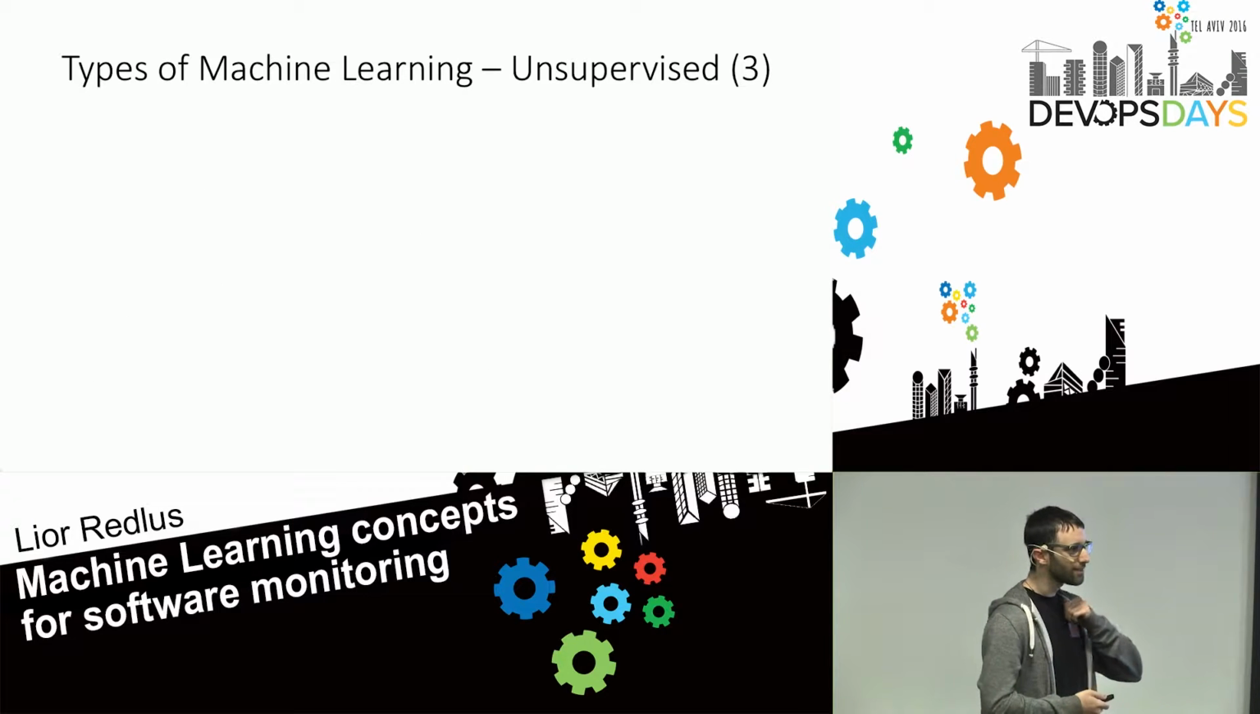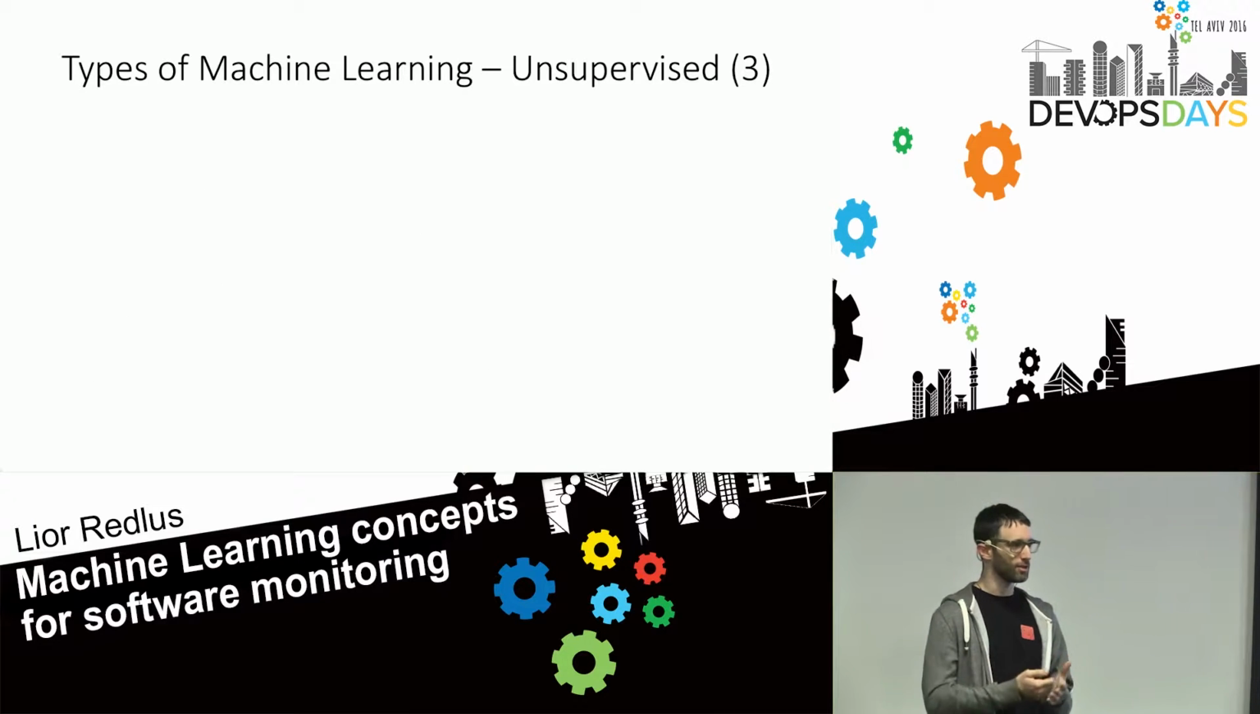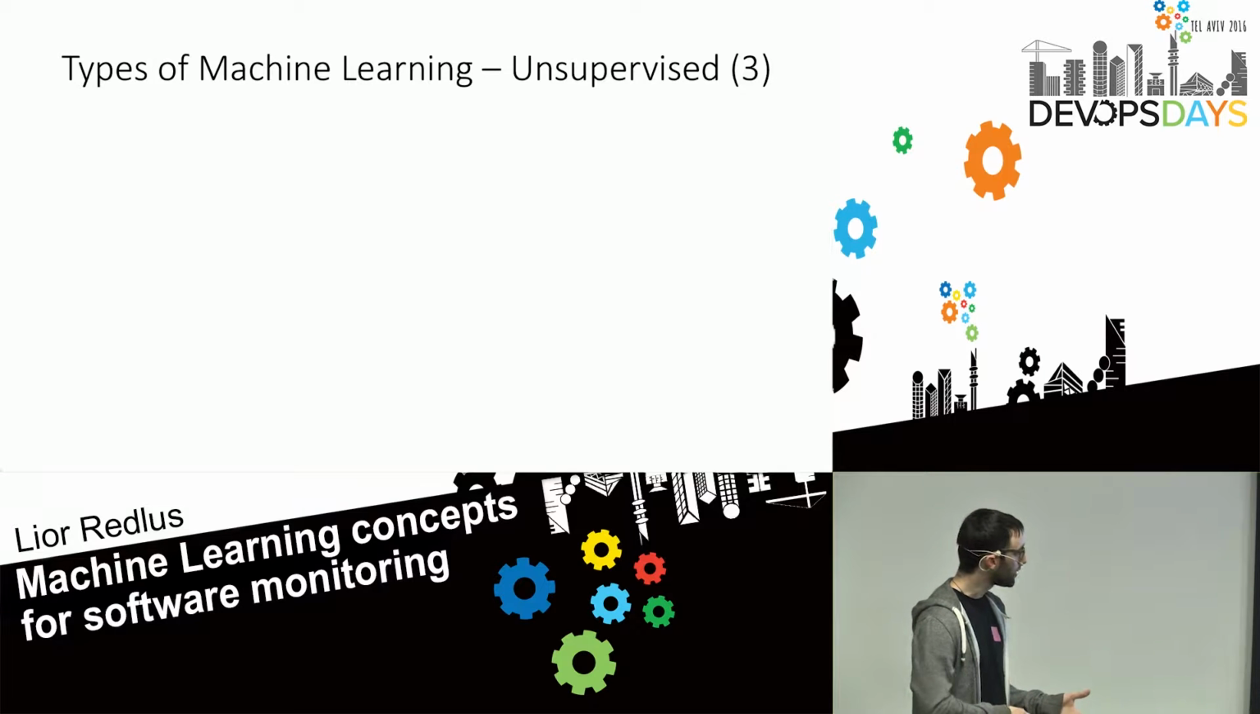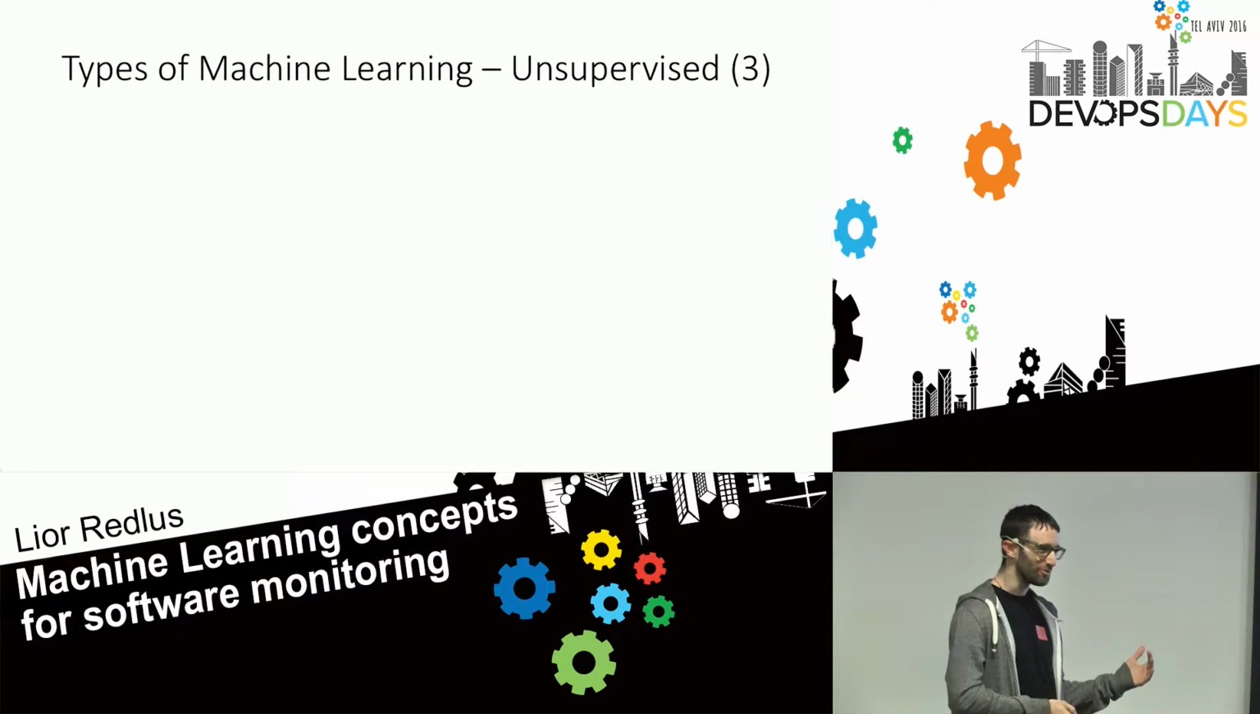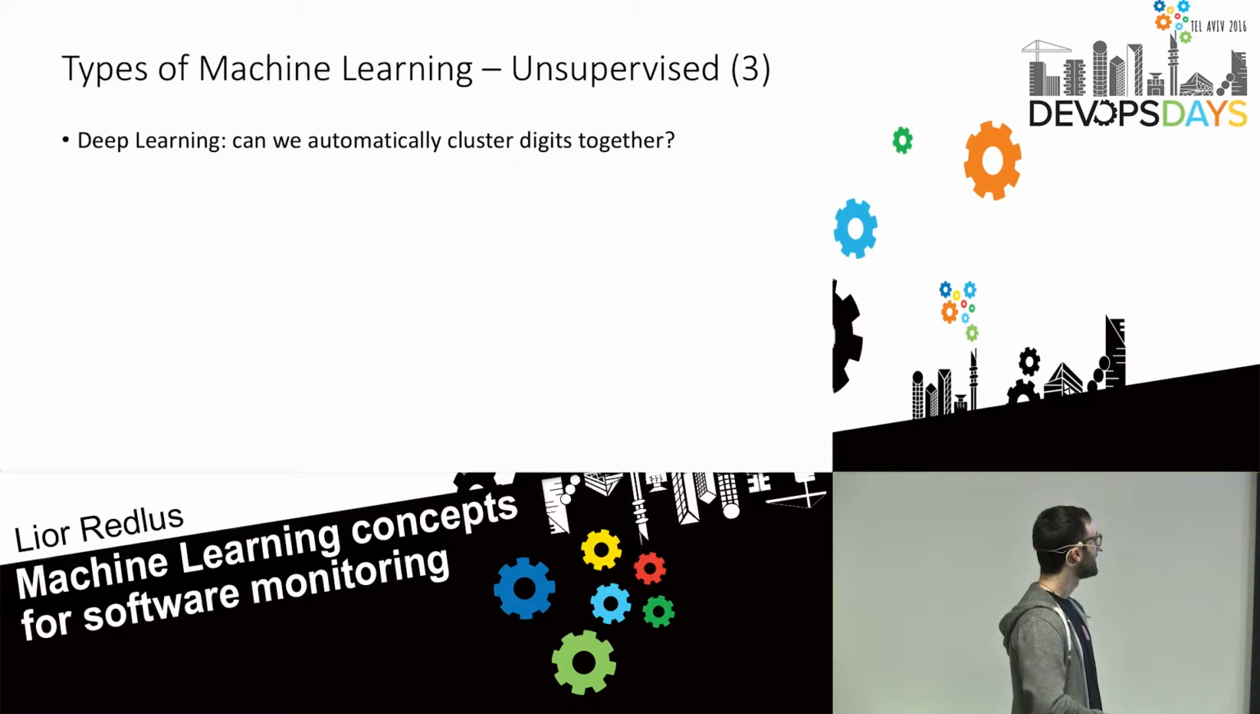So we'll take an example of how deep learning works, but we're not going to dive deep into the math, because otherwise we'll spend the whole convention here speaking just about that. So can we automatically cluster digits together?